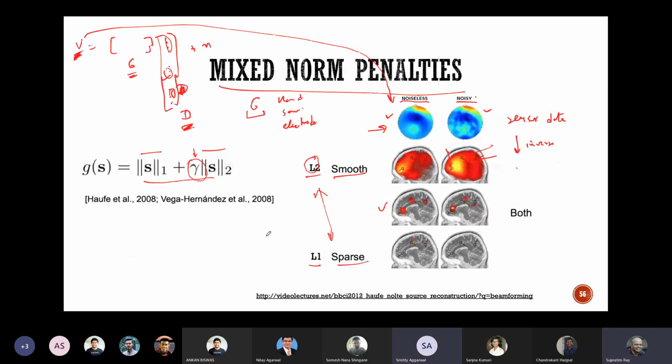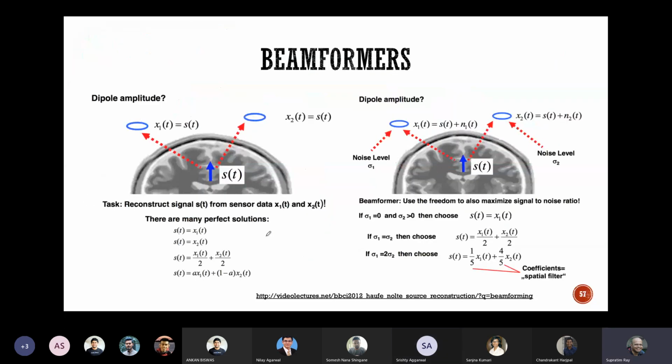Okay. All right. So now let's talk about another class of solutions called beamformers. The idea of a beamformer is quite straightforward. In fact, in this lecture, half of it is given by Hoffe, another half is given by Nolte. And you should really listen to Nolte's part because he explains this very beautifully. In fact, the way I'm explaining right now is pretty much taken from the way he has explained.